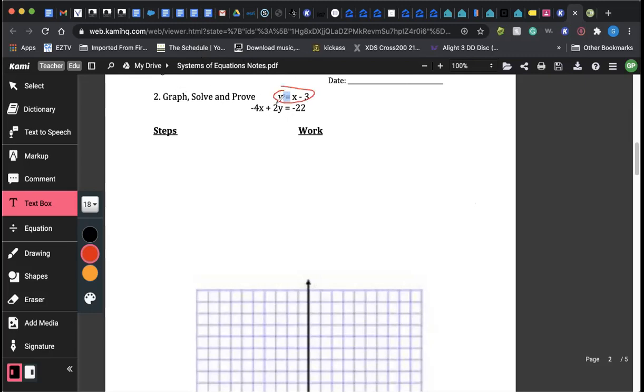I can leave that one, but this other one, I need to add the 4x to both sides and then divide everything by 2 because there's a 2 in front of that y, right? So it's going to become y is equal to 2x minus 11 because I divided everything by 2. And my other equation is just y is equal to x minus 3.